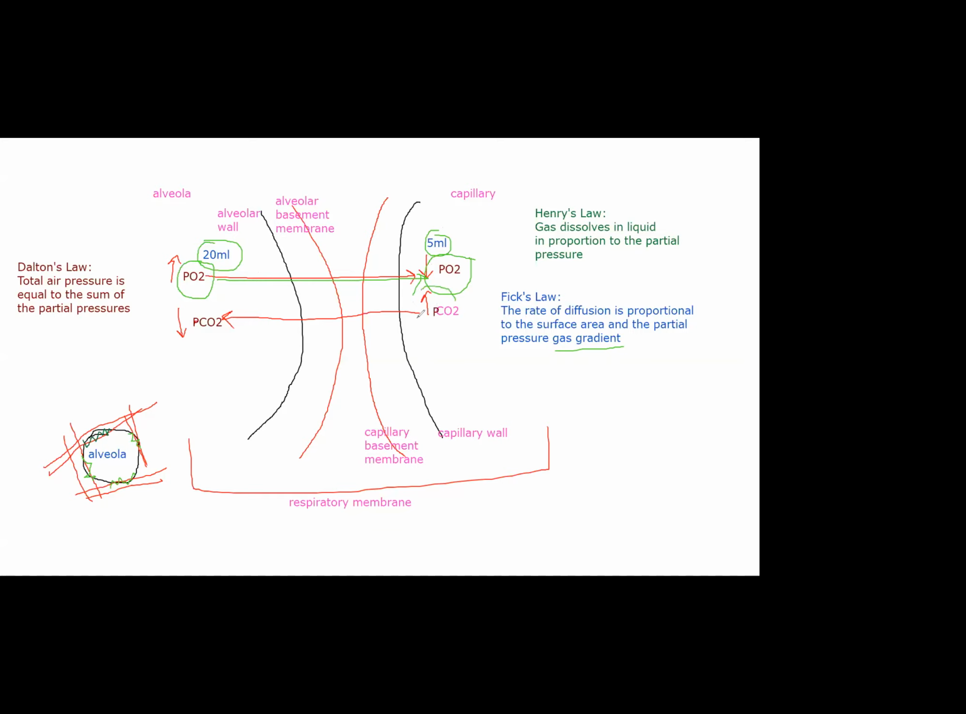But carbon dioxide, we have higher partial pressure in the capillary because the muscles are producing carbon dioxide. The bicarbonate buffer is producing carbon dioxide. There's not a lot of carbon dioxide in the air we're breathing. So the carbon dioxide will always be diffusing from the capillary to the lungs, but the bigger the difference, the higher the content of carbon dioxide in the blood, the faster the gas will diffuse across, based on Fick's law.